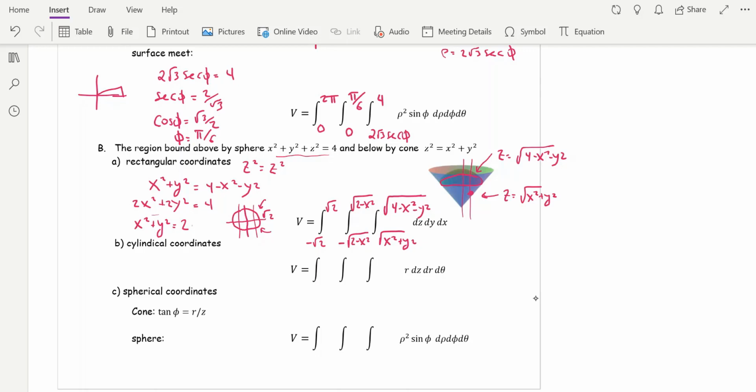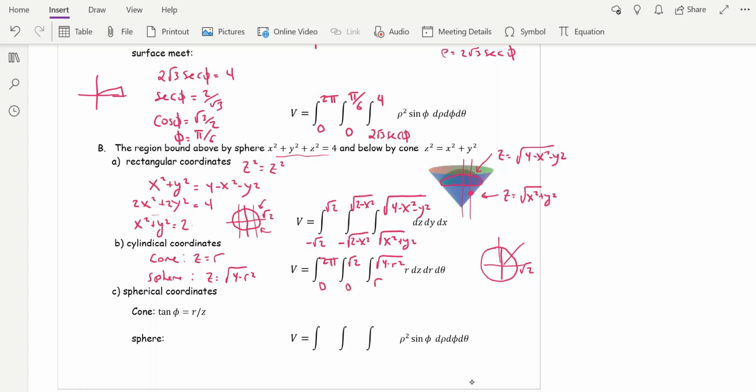Okay, cylindrical coordinates, again, it's not going to be too tough. The cone, z equals the square root of x squared plus y squared, just becomes z equals r. So our lower limit is z equal r. We're going to leave on the sphere, which is z equal, just switch the x squared plus y squared to r squared, square root of 4 minus r squared. And we already know these guys, we want all the r's and thetas in the circle of radius root 2. So r is going to go from 0 to root 2. We want to go all the way around, 0 to 2 pi.